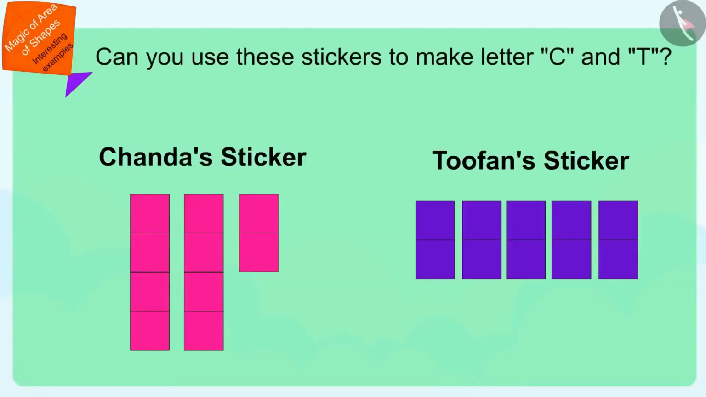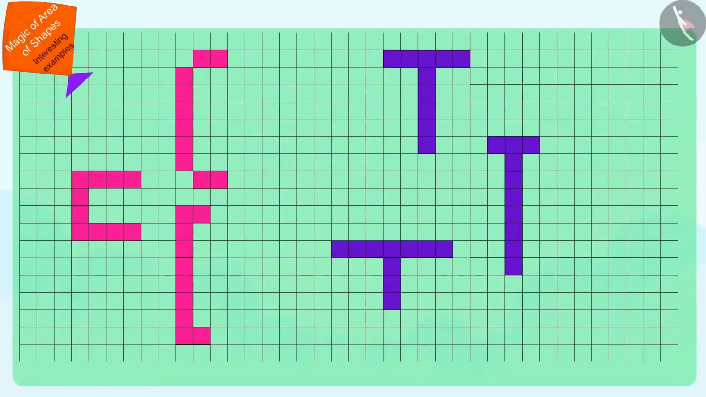Children, can you use these 10 square-shaped stickers to make Chanda's name letter C and the name Tufan T? If you want, you can find a solution by stopping the video. Well done, children!